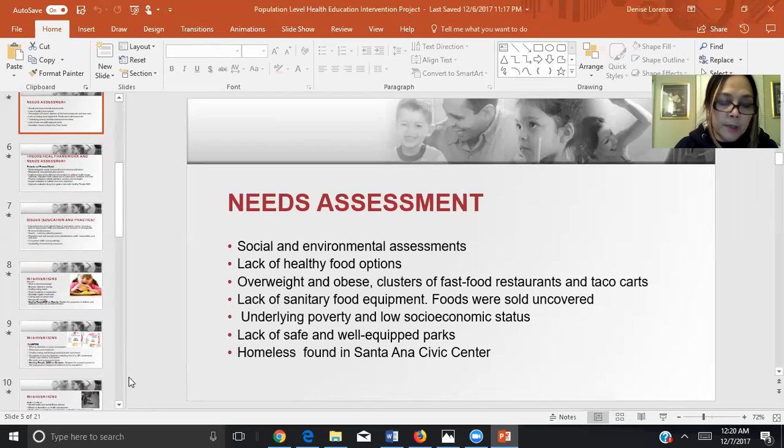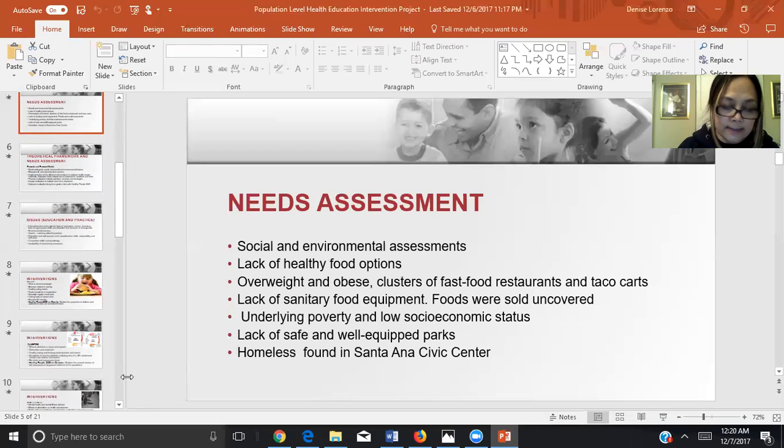Interview with key stakeholder, recreation leader Rocio at the Santa Ana Senior Center revealed that financial constraints were the primary cause of obesity and diabetes. Interview with program coordinator Jose at the Boys and Girls Club confirmed that the same socioeconomic reasons are the cause of unhealthy eating habits in the children.